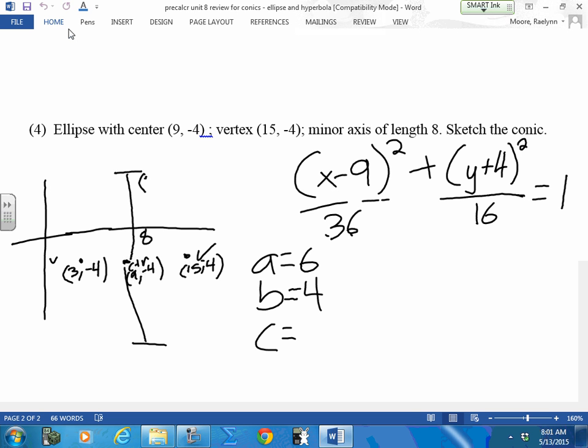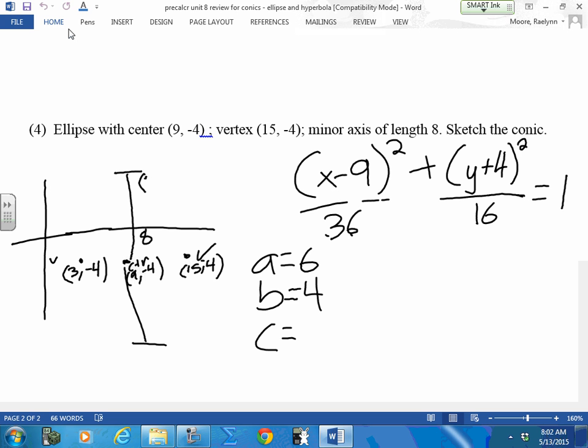Thank you, Jenny. Okay, here's Jenny's equation of an ellipse, guys. The vertex was at 15, -4. The center was at 9, -4. So she found the distance, because this is your major axis. Distance here is 6, that's A. Then she said the minor axis had a length of 8, therefore cut in half, B is 4.